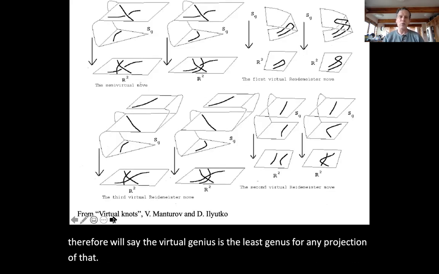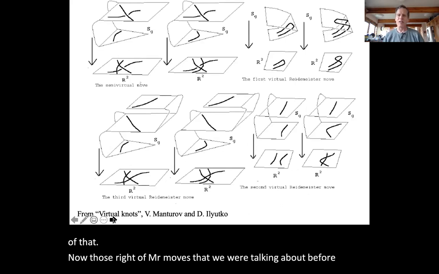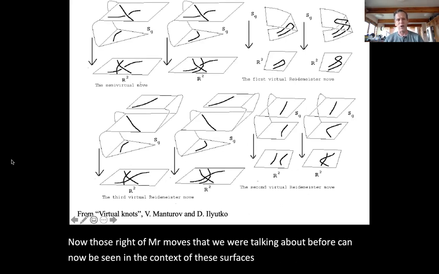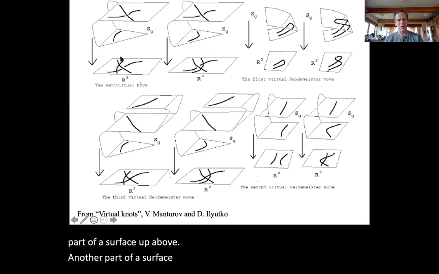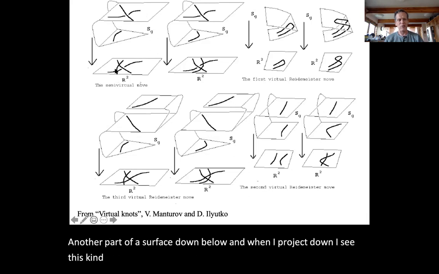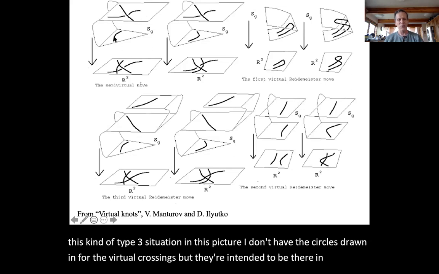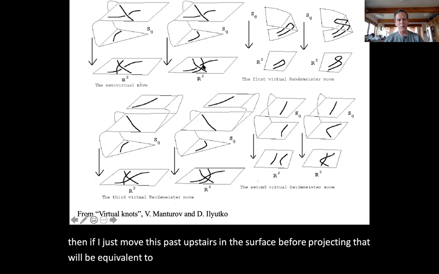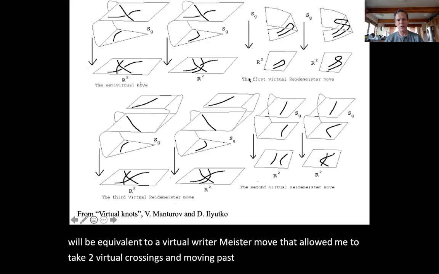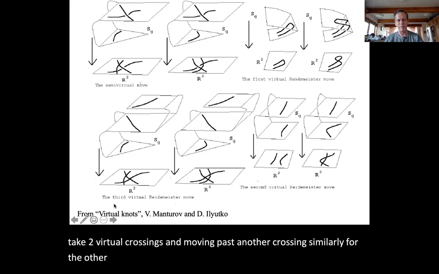Now those Reidemeister moves that we were talking about before can now be seen in the context of these surfaces as corresponding to just a part of a surface up above, another part of a surface down below, and when I project down, I see this kind of type 3 situation. In this picture, I don't have the circles drawn in for the virtual crossings, but they're intended to be there and there. And then if I just move this past upstairs in the surface before projecting, that will be equivalent to the virtual Reidemeister move that allowed me to take 2 virtual crossings and move them past another crossing. Similarly for the other virtual Reidemeister moves.